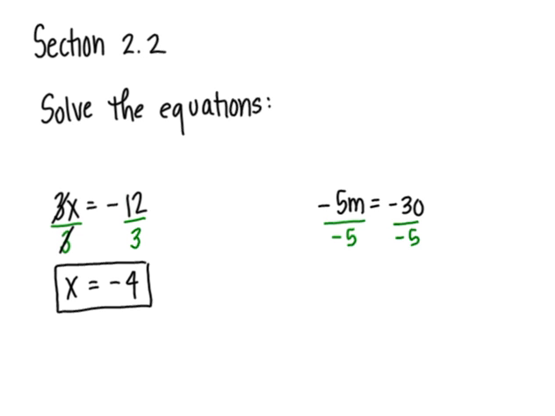I know that a negative 5 divided by a negative 5 would leave me with a positive 1m. Negative 30 divided by negative 5, they have the same sign, which tells me I'll have a positive result, and that would be positive 6.